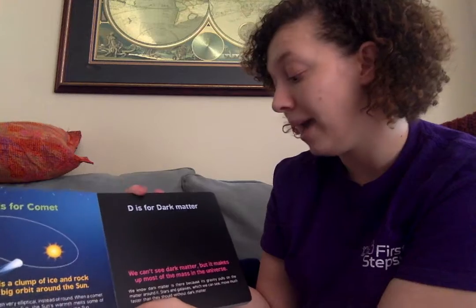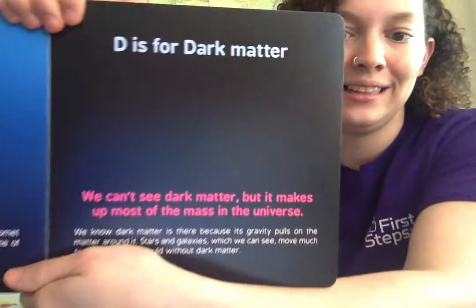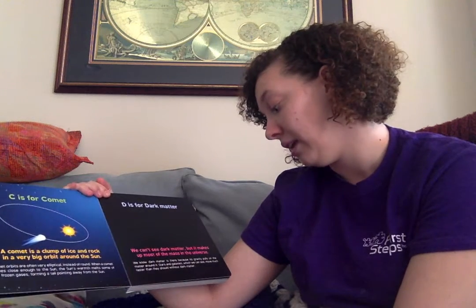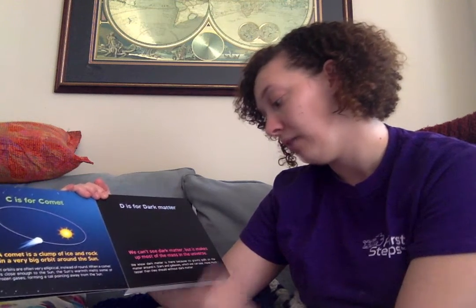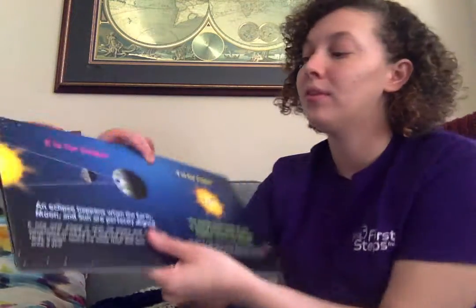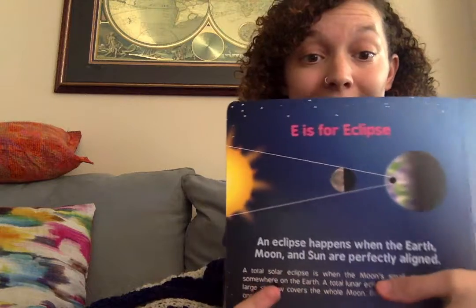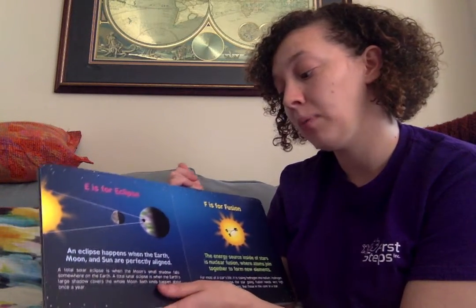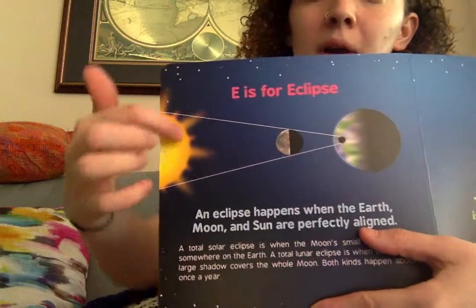D is for dark matter. Do you guys see anything? No, because it's dark. We can't see dark matter, but it makes up most of the mass in the universe. We know dark matter is there because its gravity pulls on the matter around it. E is for eclipse. I saw a solar eclipse one time. An eclipse happens when the earth and moon and sun are perfectly aligned. Do you see how they are perfectly aligned?